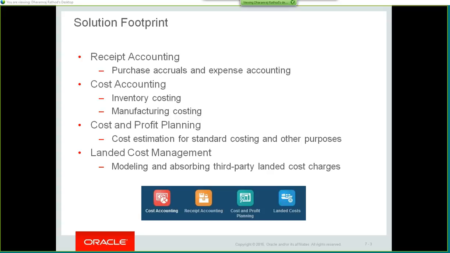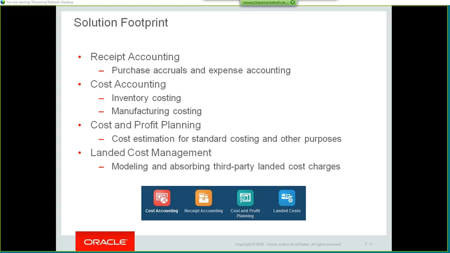So from the solutions footprint standpoint, what we have done in Fusion application is, from the subscription standpoint, you have receipt accounting and cost accounting. If you are a procure to pay customer and your customer is not managing the inventory item, only expense items, you need not subscribe for cost accounting. You can simply subscribe receipt accounting, and receipt accounting would eventually help you to manage your accruals, the way Srini talked about, and you'll be able to manage your expense accounting.